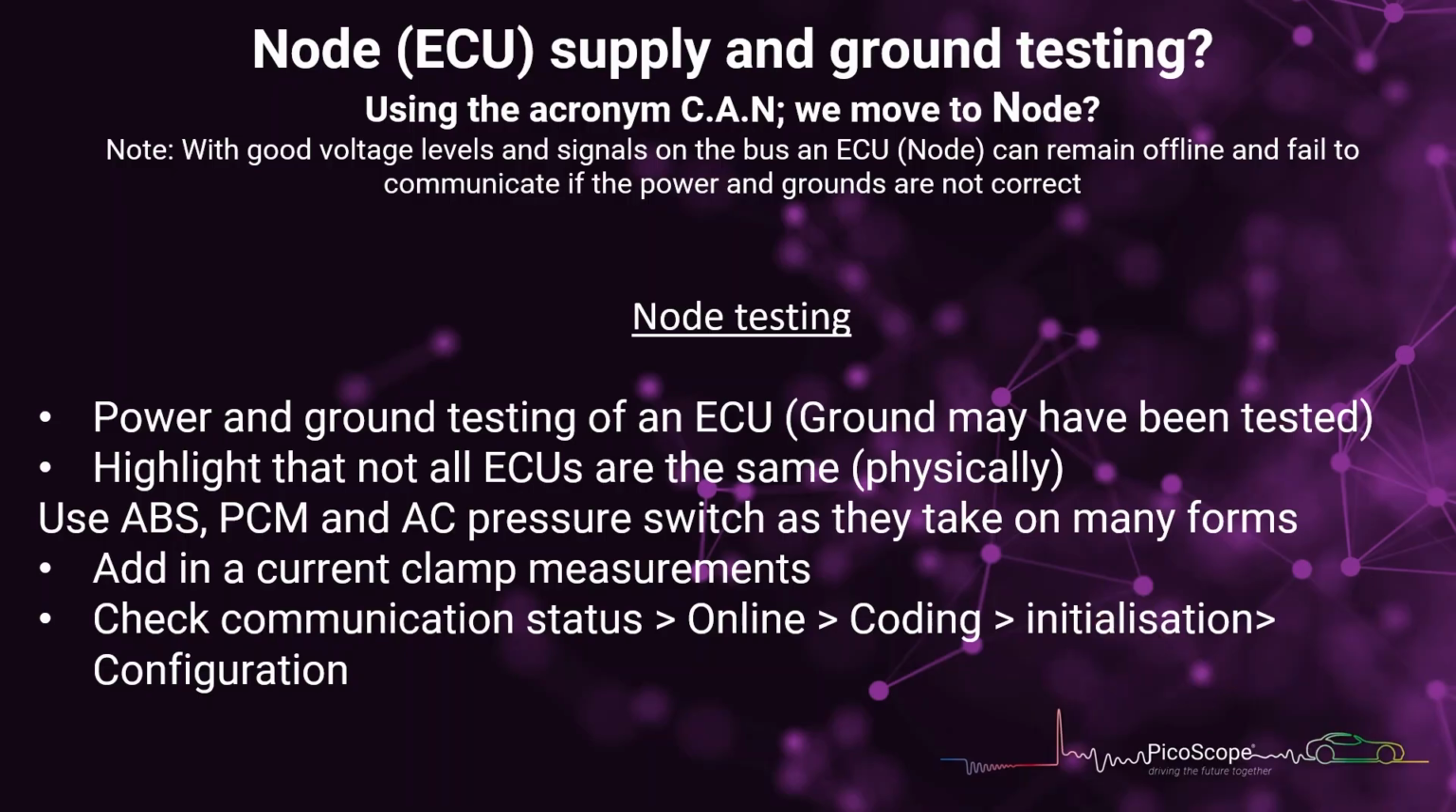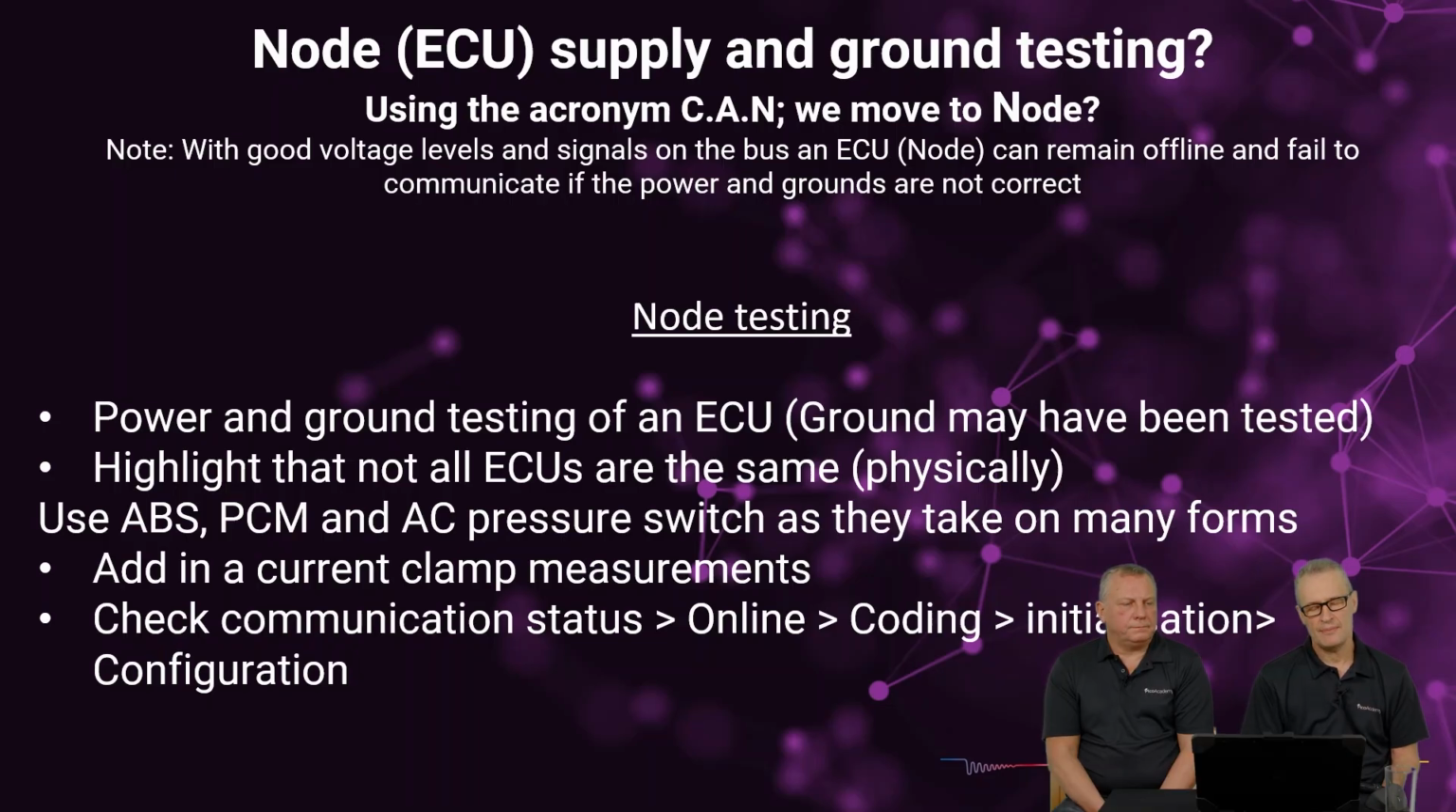And check communication status. This is when we actually get down to proving that signals can be sent, they are being sent, power and ground is good. What have we missed? Online, is it online? Does it require coding? Does the computer need to be coded? Does it need initialization or configuration? These are all things that will be missed. And if they are, they will be flagged as being offline and no communication if those features aren't correct.